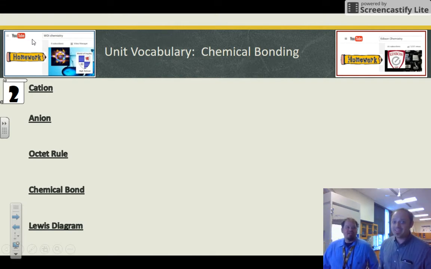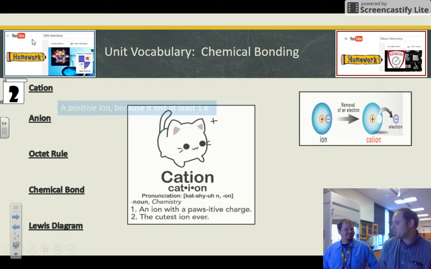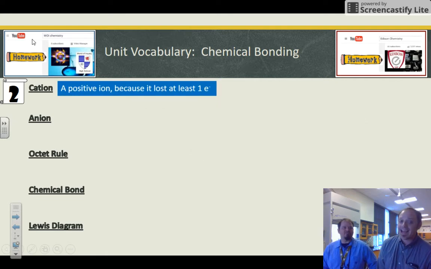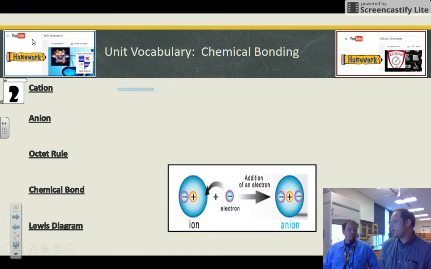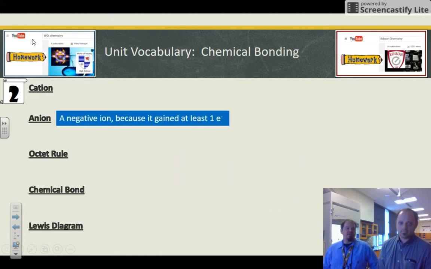Some might be very familiar. First one: cation. What is it? It is an ion with a positive charge because it lost at least one electron. Don't forget it. You've got to memorize it. Ask us to teach you again if you need it. And remember that the t can look like a plus sign, so it'll help us remember. And then the annoying one is anion, the exact opposite: a negative ion because it's gained an electron. Remember, electrons are negative.